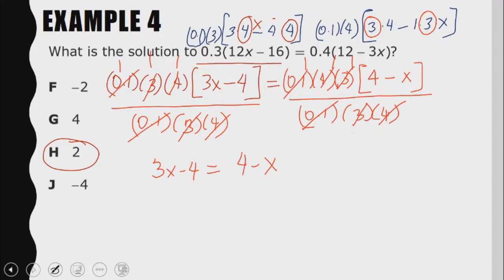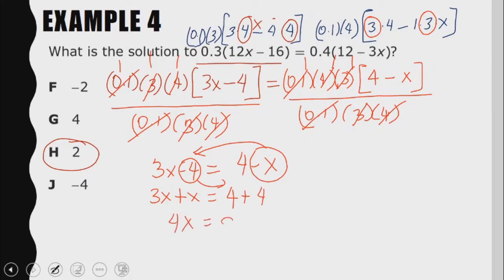Now all we need to do is, we have this negative x. Let's move it to this side. So it's going to be 3x plus x equals 4. And this negative 4, we move it to the right. It will become a positive 4. So we have 4x equals 8. Then you divide by 4 on both sides, and x will be equal to 2.